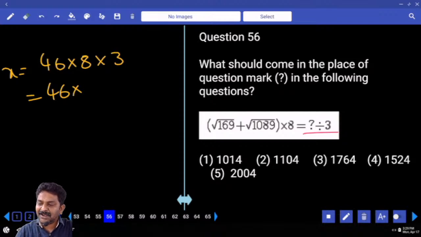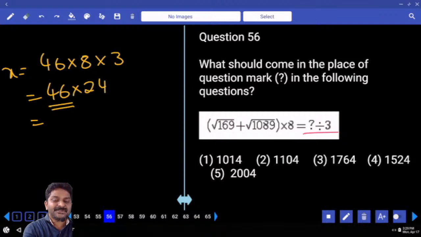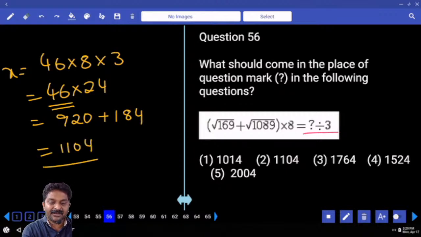Hardly, it's a multiplication, but again multiple options are there. 8 3s are 24. 46 20 times is 920. 2 times is 92, but we need 24 times. If 2 times is 92, 4 times in the sense 184. The sum of both the numbers is 1104. Done?